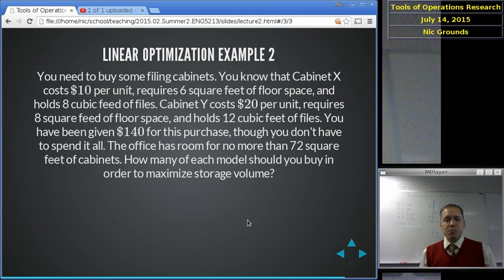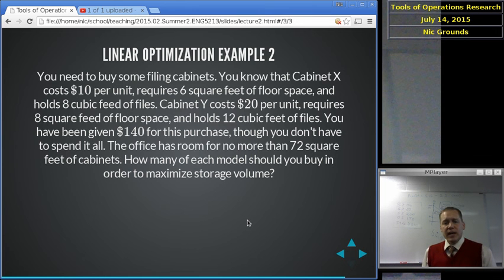How many of each model, X and Y, of these cabinets should you buy in order to maximize storage volume? The storage volume of the number of X cabinets and the number of Y cabinets we choose to buy is what we want to maximize. We are constrained, however, first on our budget, how much money we can spend, and second on floor space, the square feet of floor space we have for the cabinets that we do buy.